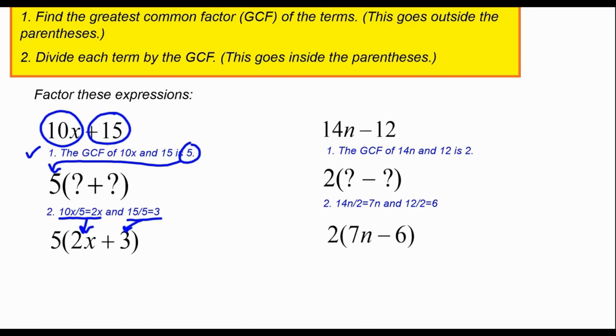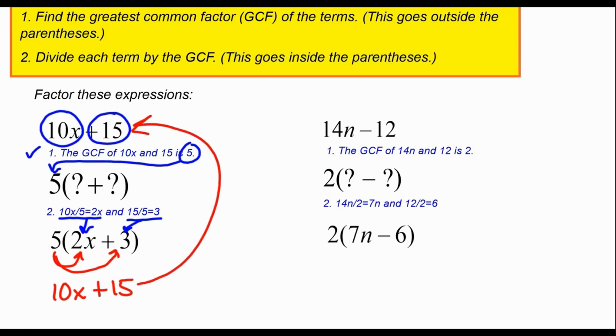Now, a great way to check to see if you factored something correctly is to just do the distributive property again to see if you get what you started with. If we do the distributive property here and multiply everything times 5, 5 times 2x is 10x, and 5 times 3 is 15. We get 10x plus 15. We get exactly what we started with, so we know these are equivalent, and we know we factored it correctly.